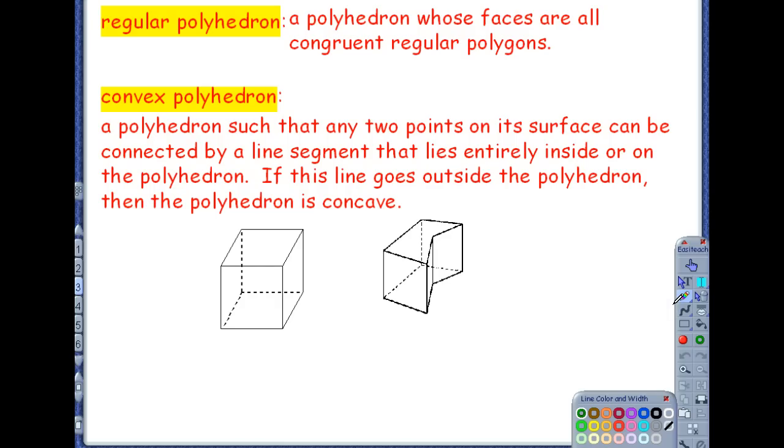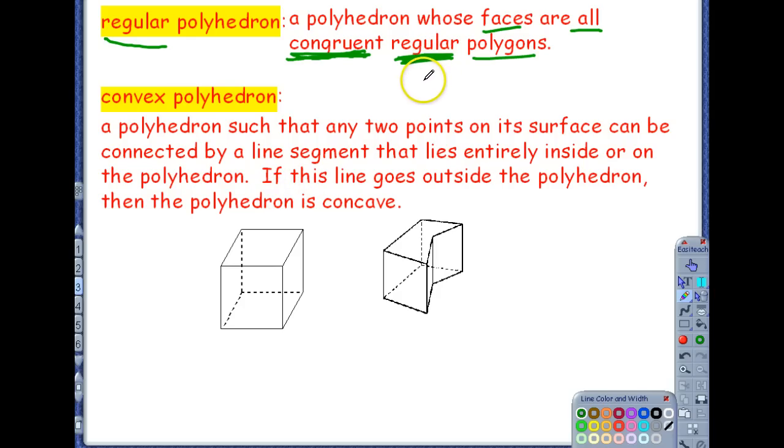Okay. So we have 2 vocabulary terms that we wanted to address with talking about polyhedron. And we've seen this word regular before. A regular polyhedron is one whose faces, so all the polygons, are all congruent regular polygons. If they're congruent, that means they're all going to have the same shape and size. So you're going to see all the same type of polygon. And regular means that each polygon is going to have congruent sides and angles.